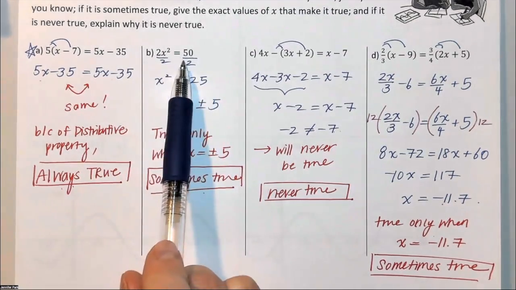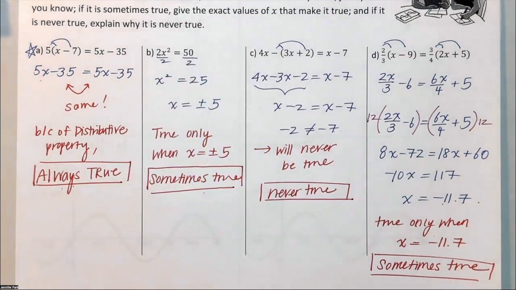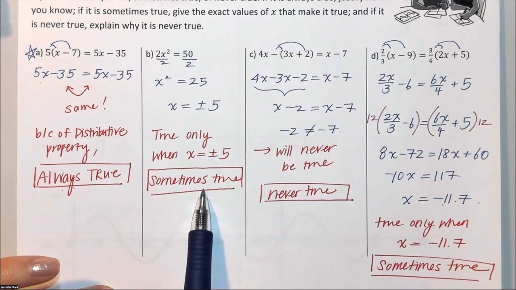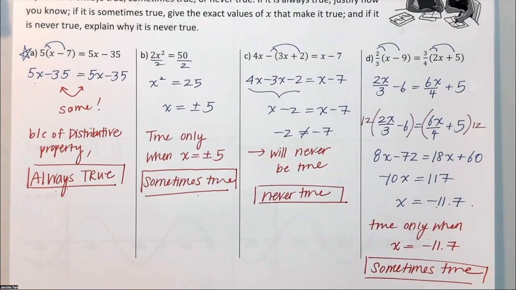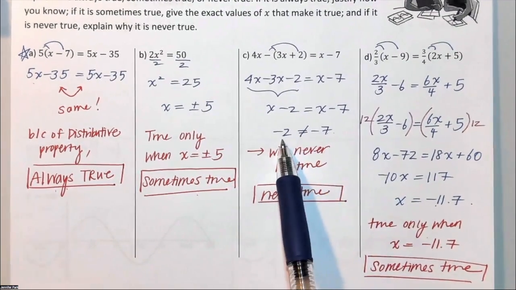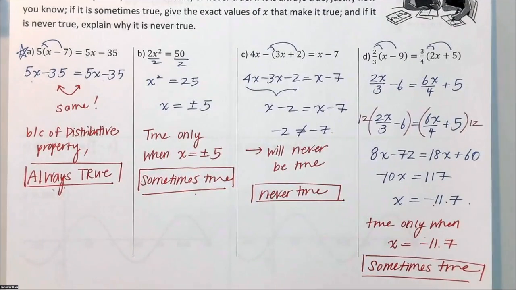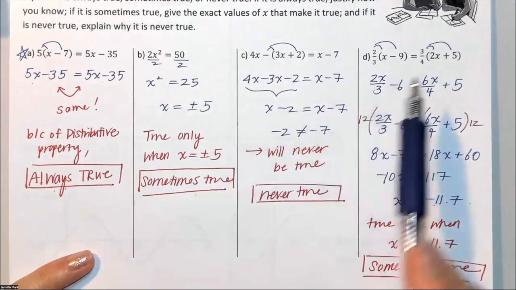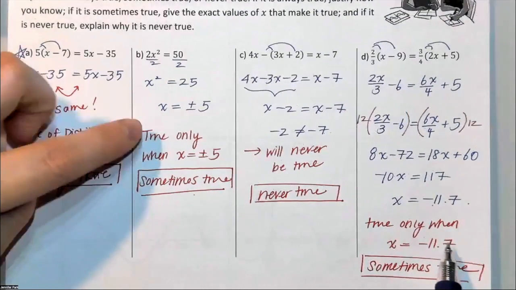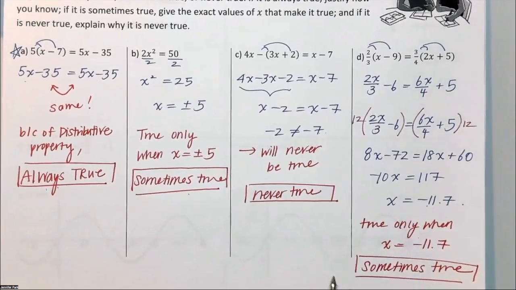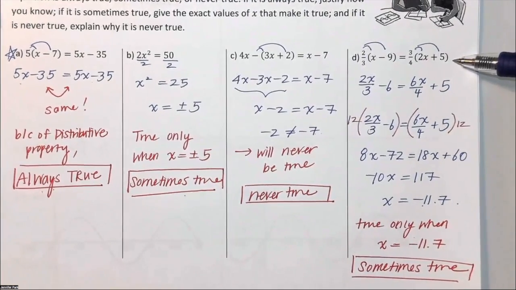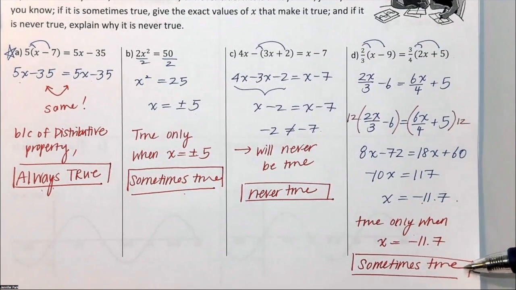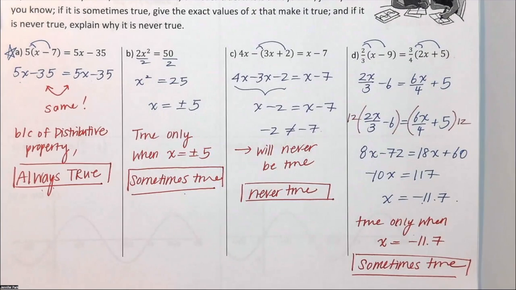B, this equation will only be true when x value is plus or -5. So then this is sometimes true. Sometimes true only for this particular x value. C, -2 and -7 will never be equal to each other, which means this equation will never be true. D, similar to B, we found an x value, meaning this equation will only be true for that particular value of x. Therefore, we can say that the equation is sometimes true.